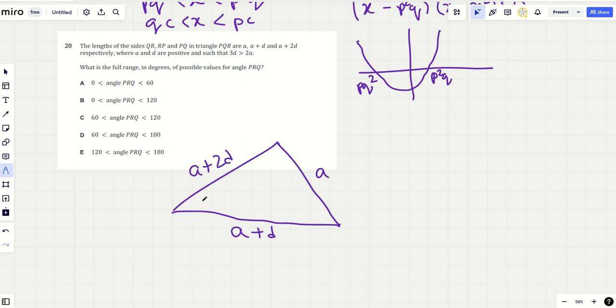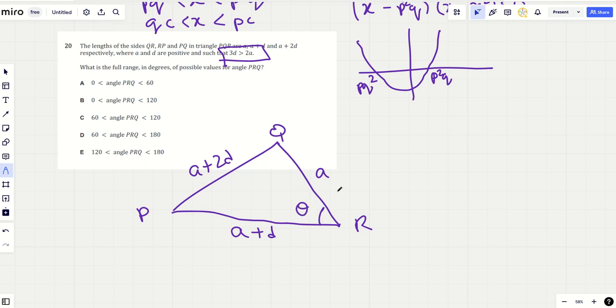And, oh, I better label these. QR is a, so I guess that must be P. Check that makes sense. PR, RP is a plus d, yeah, and PQ is a plus 2d. Good. Okay, we're told this cryptic little thing, which I'll use later, but they want the full range in degrees of possible values of PRQ, yeah?